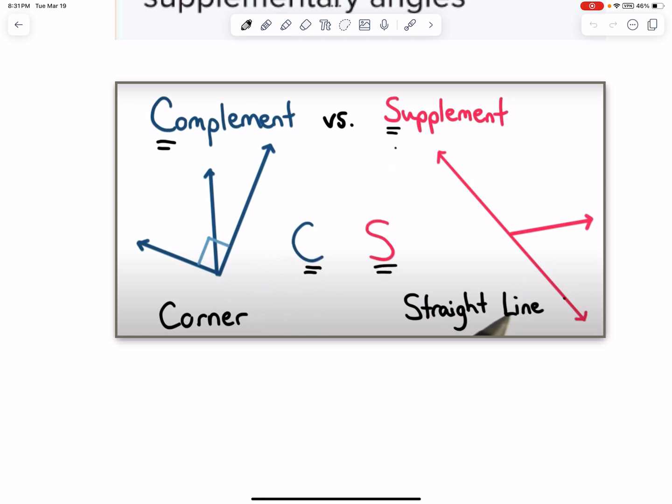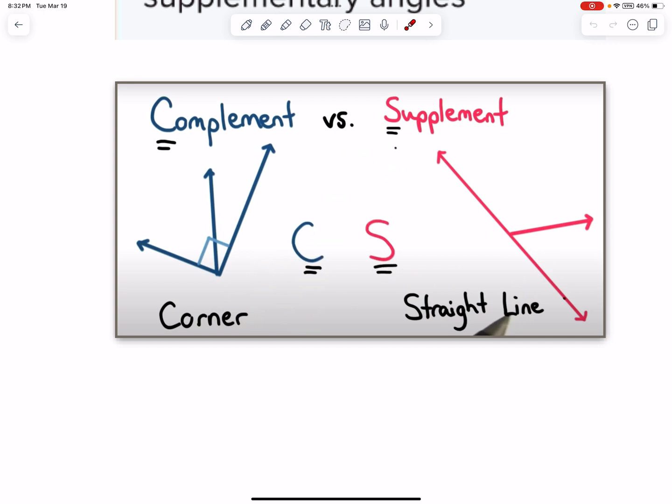So the thing that I want you to see is with the word complementary, okay, we're making the C stand out, and complementary goes with the word corner, meaning complementary angles are the two angles that create 90 degrees, okay? So they complement each other, right? So these two angles are complementary because they make 90 degrees.